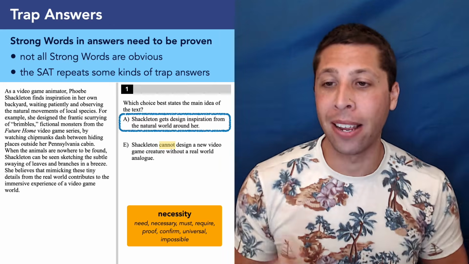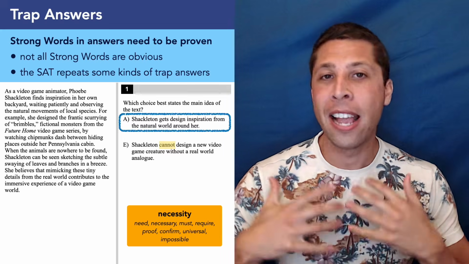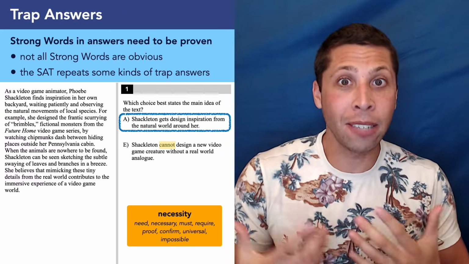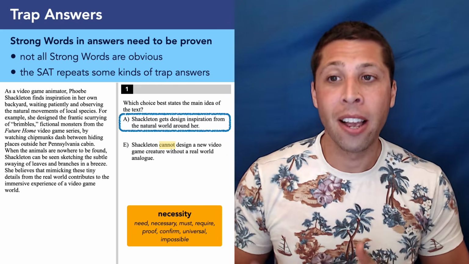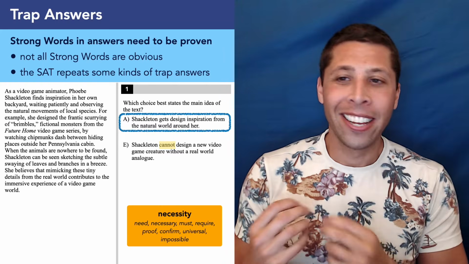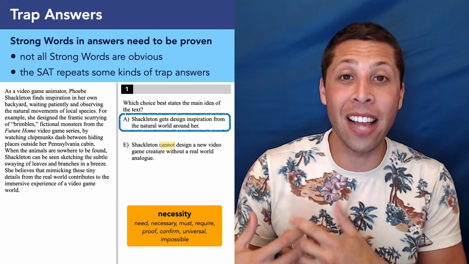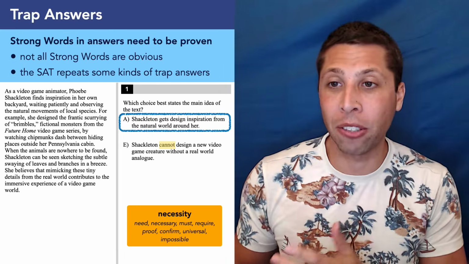It must happen. Need, necessary, must, require, proof, confirm, universal, impossible. These are just some words that would kind of scare me if I saw them in a choice. They're not always wrong, but they require some sort of proof. But notice, cannot is not the most obvious word here. It feels like it's actually not even part of the main idea of the choice, right?